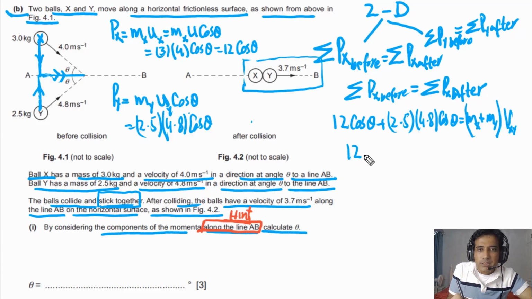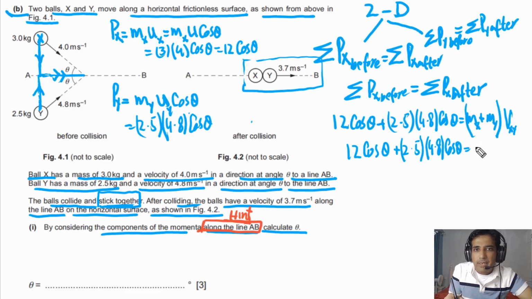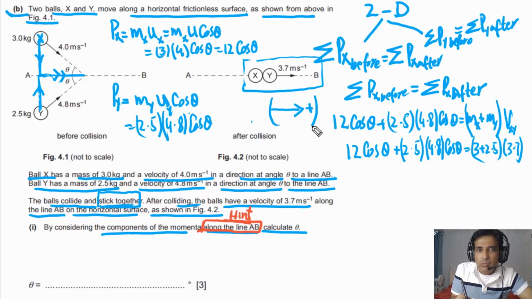So we can simplify this. So this is 12 cosine of theta, and we can also multiply this one. Simply you need to put these values into your calculator and you will find the answer. So this is cosine of theta. And we have mass of x and mass of y, and the speed is also given, that is 3.7. Momentum is a vector quantity, so you have to take one direction as positive. In this case we are taking to the right as positive, so that's the reason these quantities are positive.